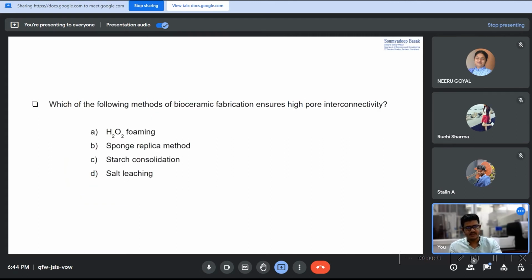Okay. Then, which of the following methods of bioceramic fabrication ensures high pore interconnectivity? H2O2 foaming, sponge replica method, starch consolidation, salt leaching. Which of the following methods of bioceramic fabrication ensures high pore interconnectivity? Right? Why? Why do we get the high pore interconnectivity in the sponge replica method?